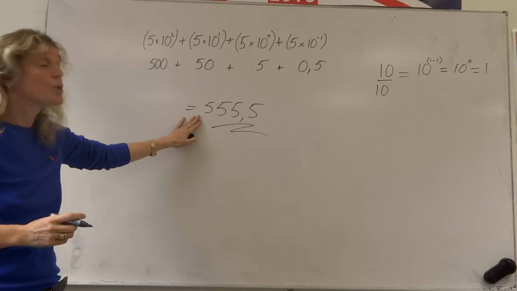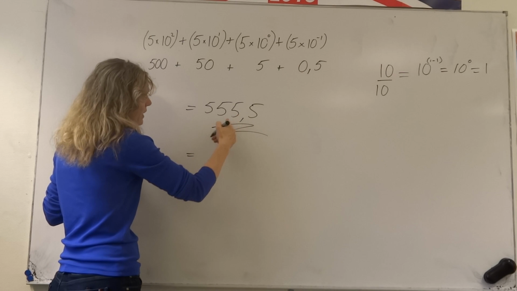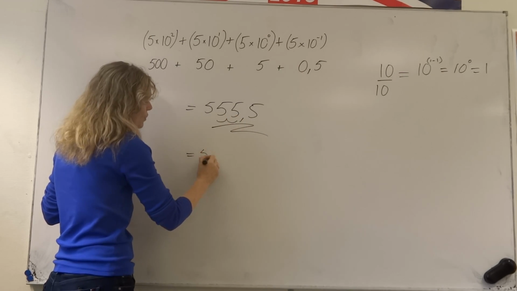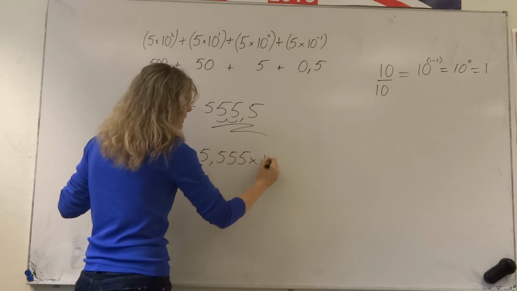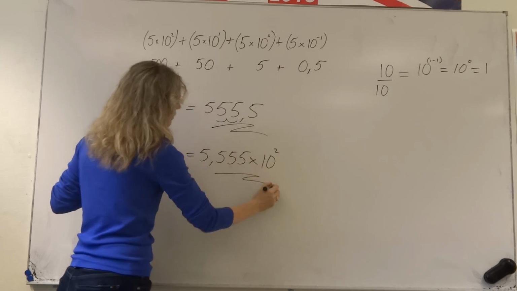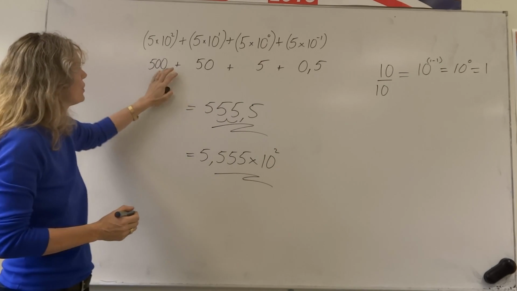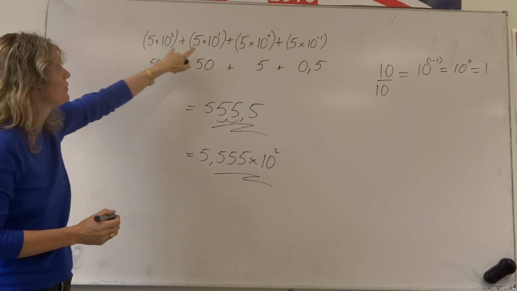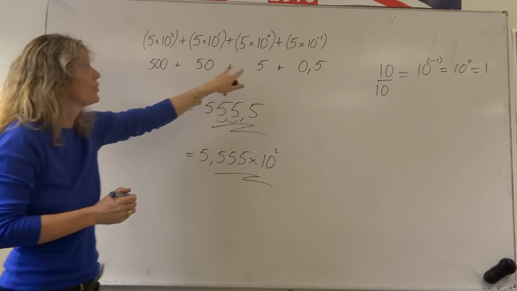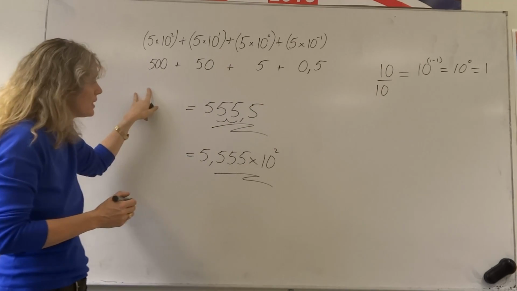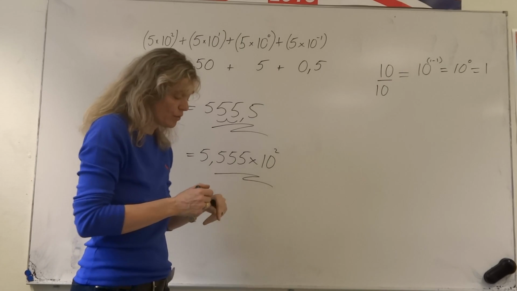If they wanted you to answer in scientific notation, you'd move the decimal point 2 places back, 1, 2, giving you 5.555 times 10 to the power 2. Moved it 2 places back, times 10 to the power 2. So in order to solve in scientific notation with addition or subtraction, you have to calculate out the real numbers, then do the addition, then convert back to scientific notation. So that's how you have to solve that type of question.